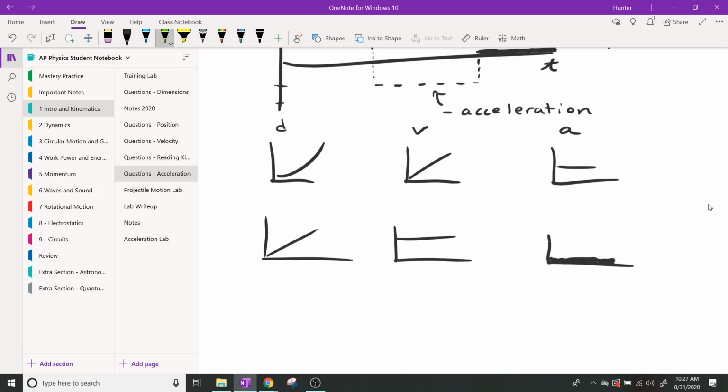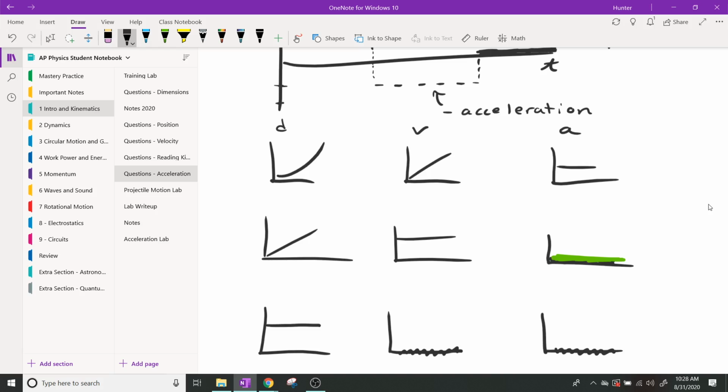So it's really hard to show with a pen. So I'm going to make it green to say that it's zero. Okay, and then if you have a displacement versus time graph that is flat, that means that your velocity versus time graph is going to be zero and flat, right? And your acceleration versus time graph is also going to be zero and flat.